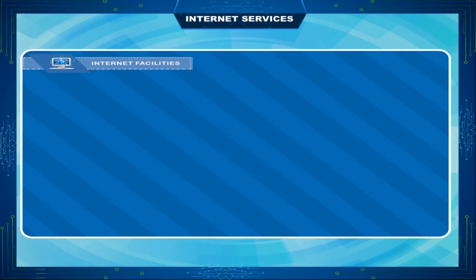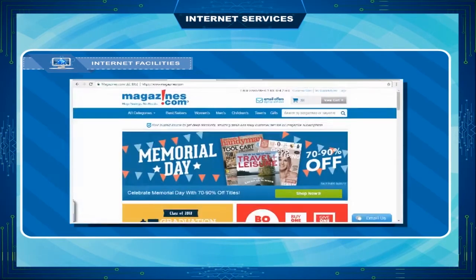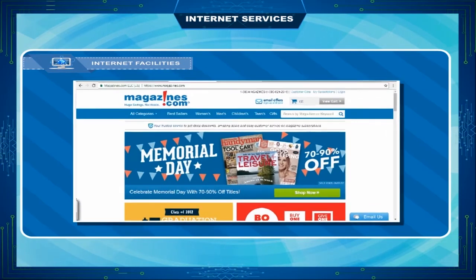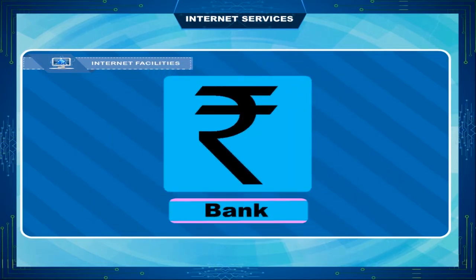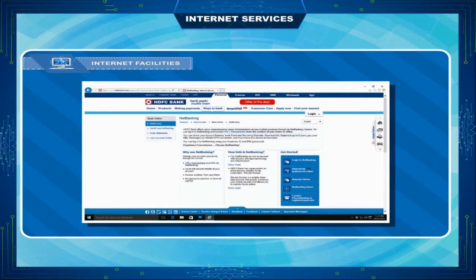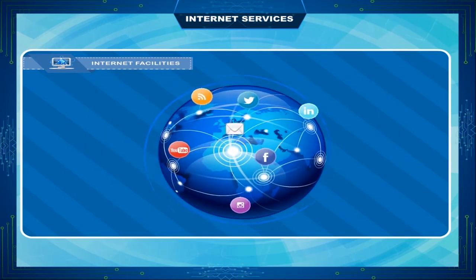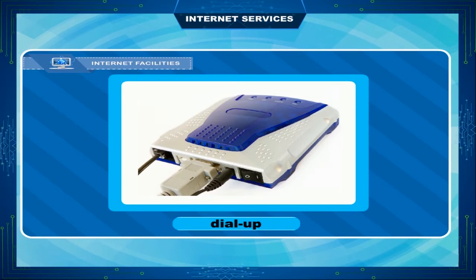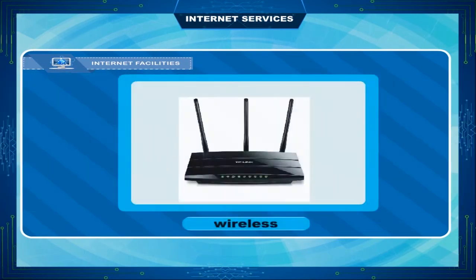Information. We can read newspapers and magazines published in different parts of the world and get news from all over the globe. Banking. Various banks are now providing the facility of accessing and operating the bank accounts using the Internet. There are different ways to connect to the Internet, like dial-up, broadband, and wireless network.